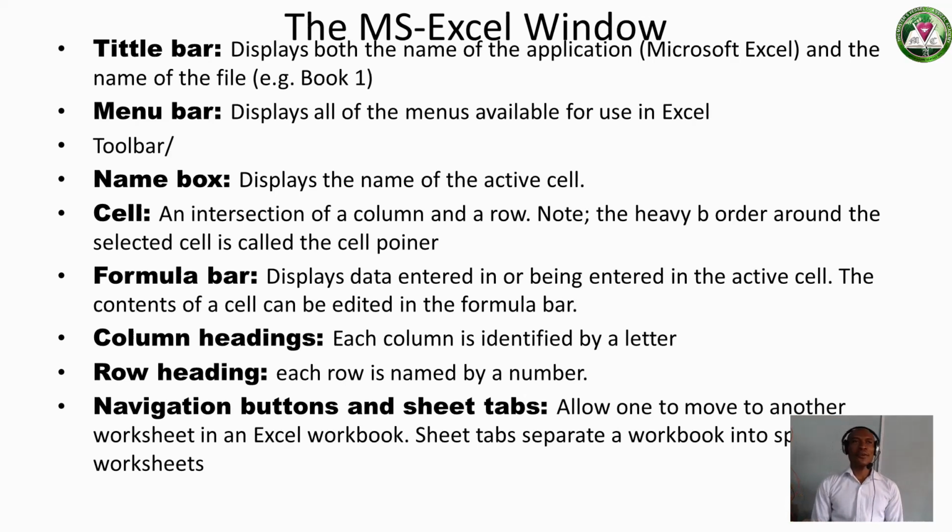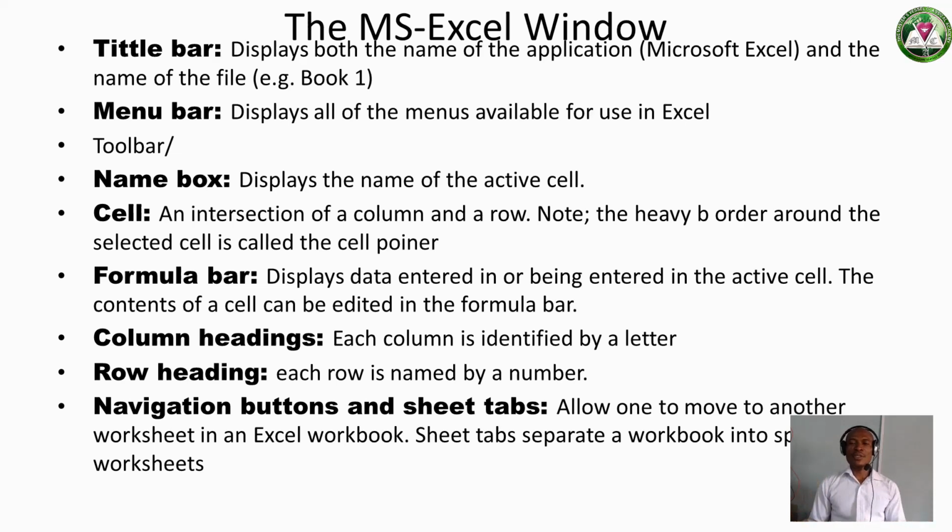Now, after the formula bar, you have the column headings. As I've said before, in the column headings, each of the columns is identified by a letter. The first column is A, the second column is B, third is C, like that. Then after the column headings, you have the row headings. Each row is named by a number, 1, 2, 3. Then after that, you have the navigation buttons and the sheet tabs. You can find them at the bottom left corner of the window.